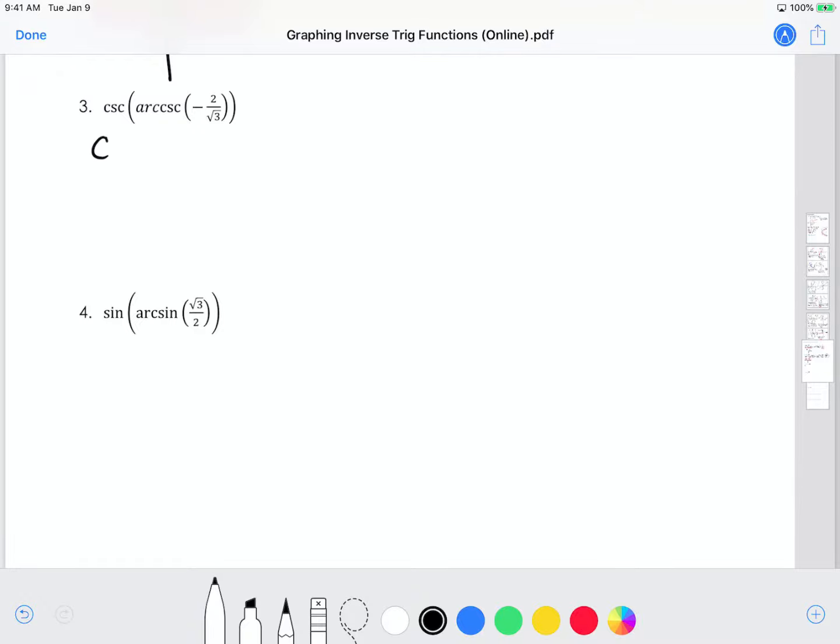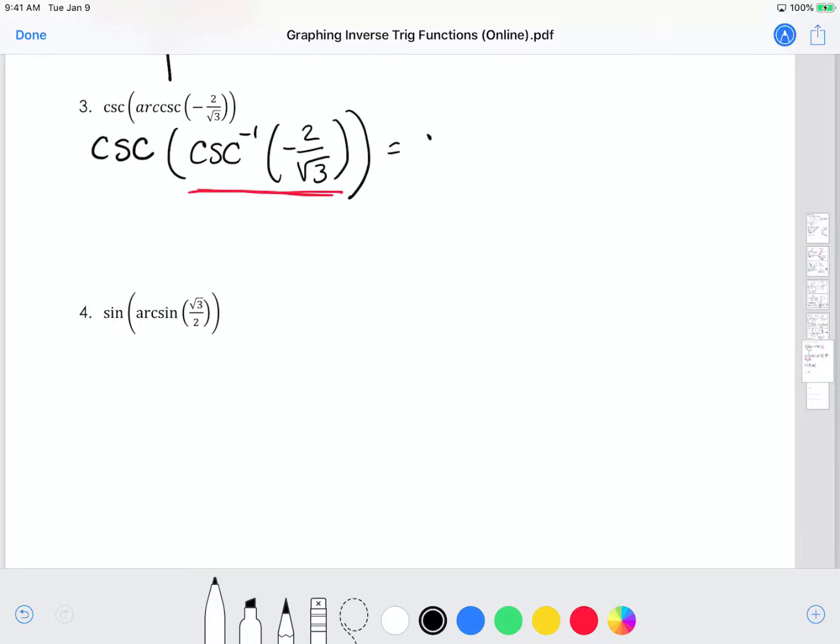Okay, this one is cosecant of arc cosecant, so inverse, of negative 2 over the square root of 3. So we're going to do the inside first. So I'm going to replace inverse cosecant of negative 2 over the square root of 3 with an angle, because remember, with inverses, we plug in the ratio and we get out the angle. So I've got to figure out what angle goes in there and what I can replace inverse cosecant with.